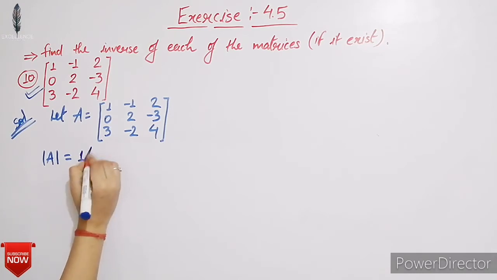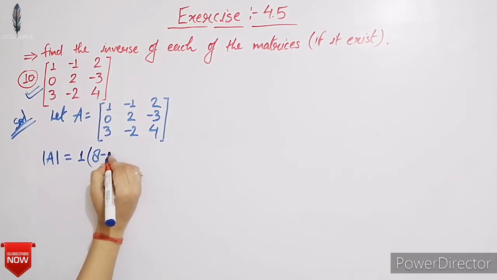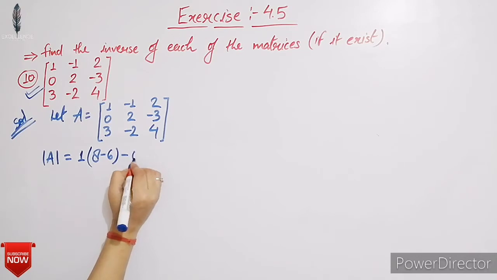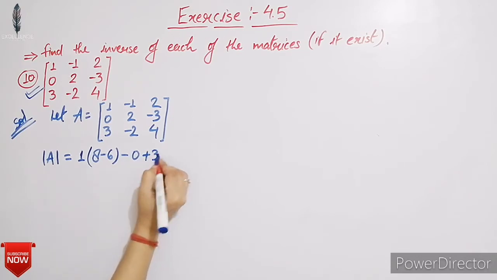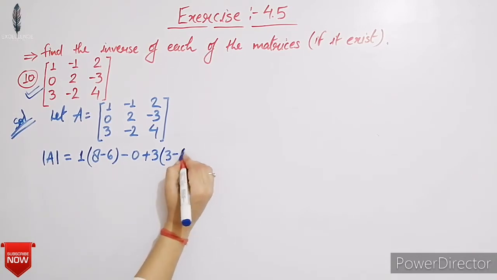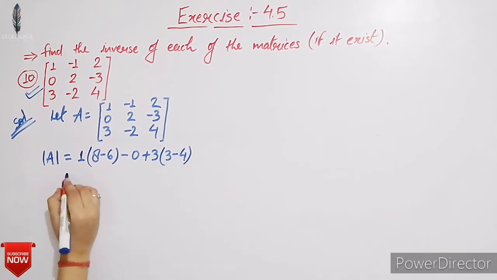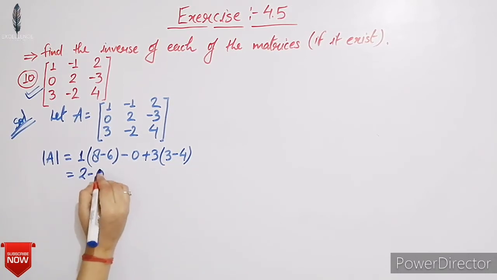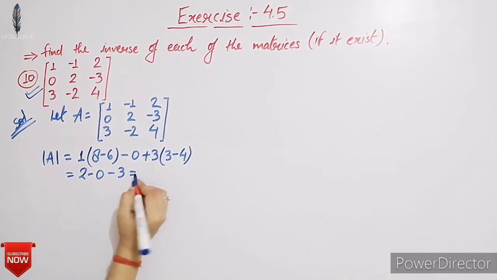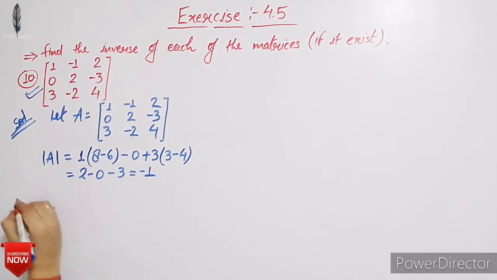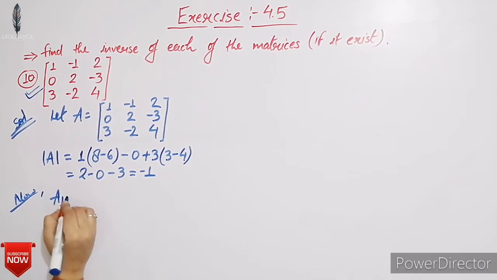expanding along C1, here we have 1 into (8 minus 6) minus 0 plus 3 into (3 minus 4). On solving, we have 2 minus 0 minus 3, that is equal to -1, which is not equal to 0, so its inverse exists. Now we have to find its cofactors.